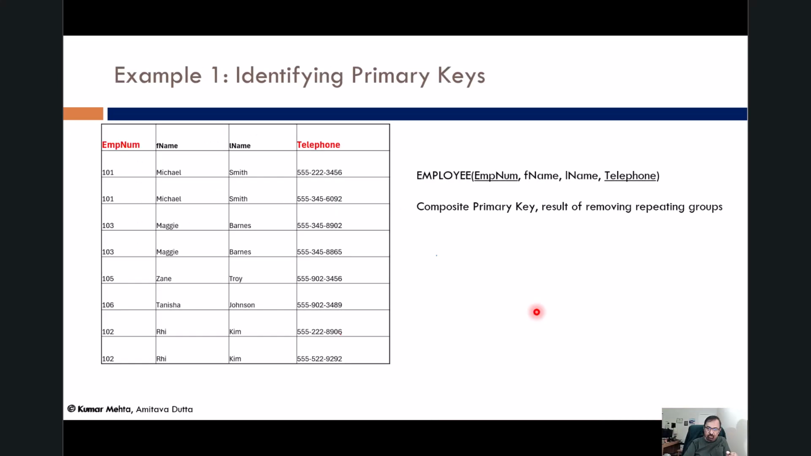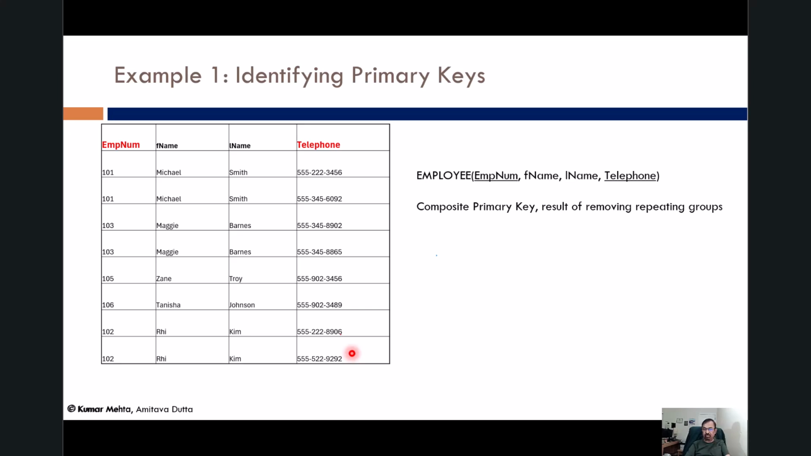So let's take the first table that was generated as a result of removing the repeating groups for telephones. If you recall, this was the example where each employee could have multiple telephones. So we had Michael Smith, who had two telephone numbers. That was the repeating group. And the way we fixed it is by creating two records, one for each telephone that Michael Smith has. So I got rid of repeating groups. Now I have all my telephones in one column. But what is the problem that I have created in the process?